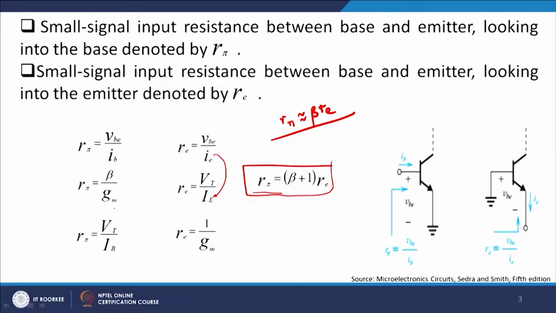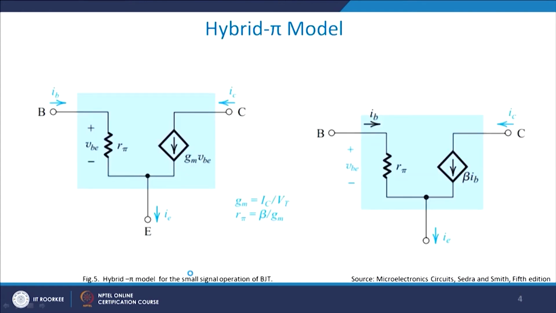Therefore, R pi can also be written as VT by IB, and RE can be written as 1 by GM as well, assuming that beta is approximately equal to 1. These approximations can be handled easily. So, we have understood that for the small signal model, looking at the base side and emitter side, the resistances are not equal. From the base side, resistance is much higher as compared to that from the emitter side.